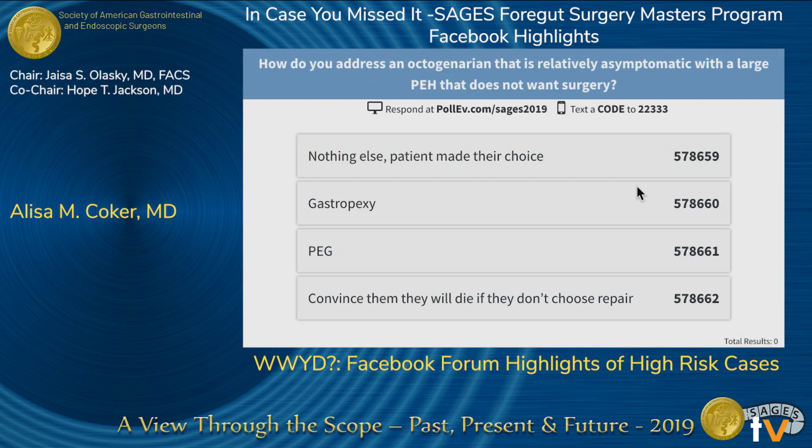I think we've all seen these patients. How do you handle an asymptomatic large paraesophageal hernia in an octogenarian who doesn't want surgery? You respect their choice, leave it at that, take the risk. Do you try to convince them to have something less invasive, like a gastropexy or a PEG, or convince them they're going to die if they don't have an operation and drag them to the operating room? I'll give you a few seconds to get your answers in.